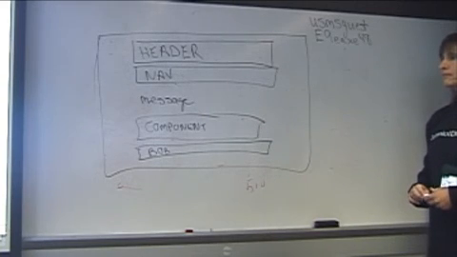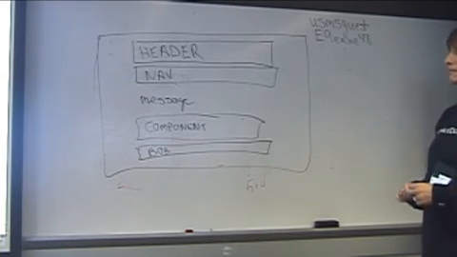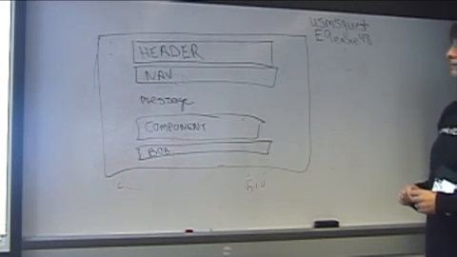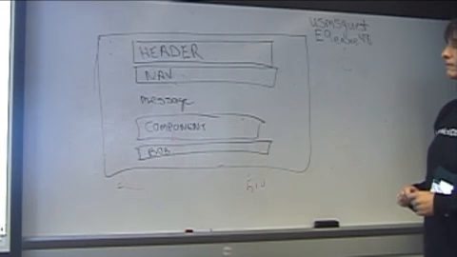So we have a header. We're gonna make this a nav. I'm gonna use the collapsible module positions.